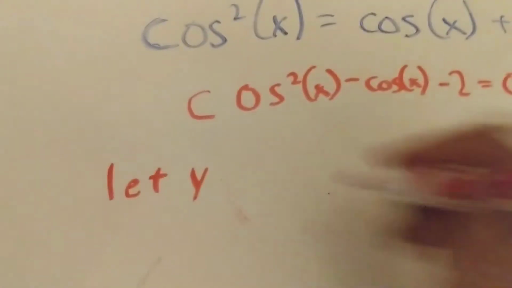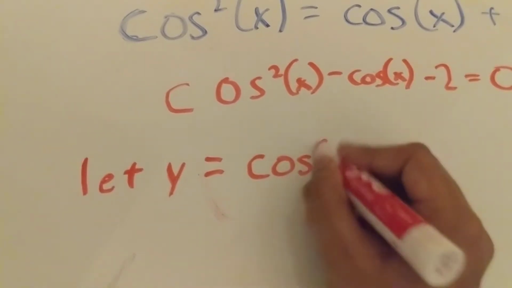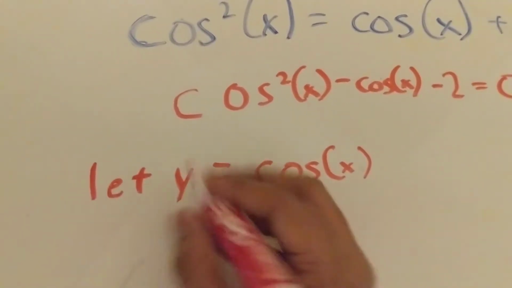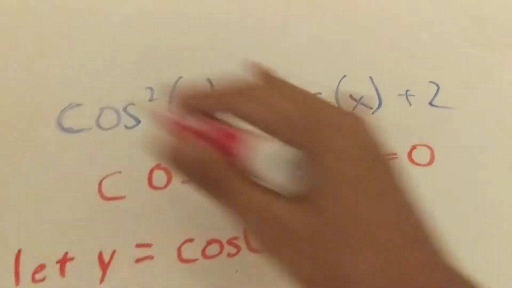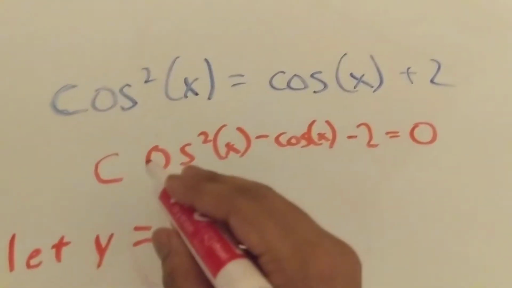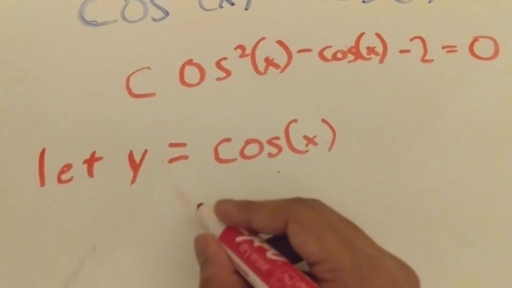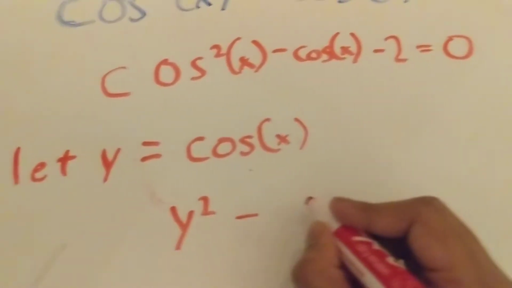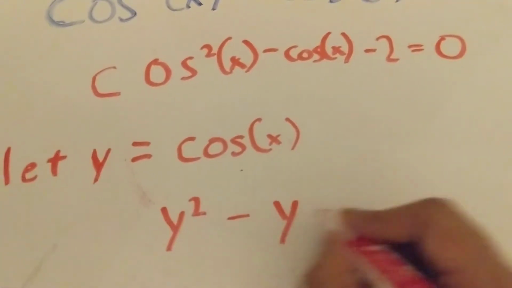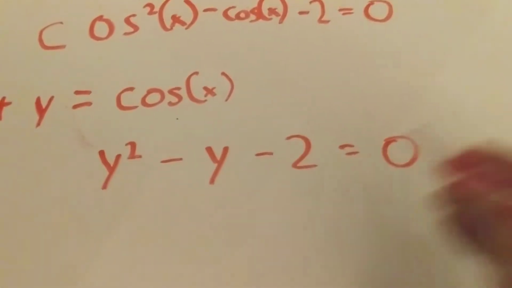Sorry about that. We're going to let y equal cosine of x. So we're going to declare this new variable, y, and it's going to be equal to cosine of x. Keep in mind, y is nowhere here. So let's replace cosine x with y. Let's do it down here. So we get y squared minus y minus 2 equals 0. Now you might see it a bit more clearly. This is like a quadratic function.